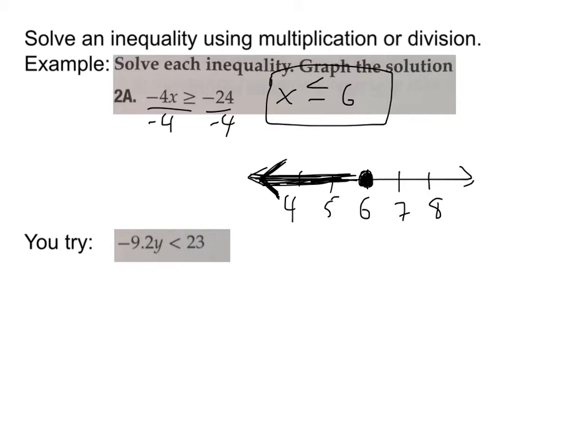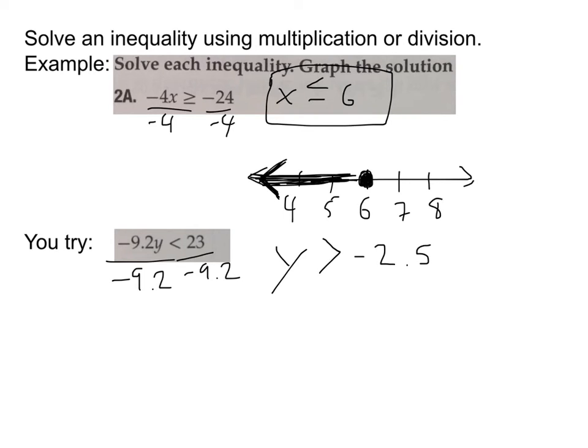Okay, now you try. Hit pause. Alright, hopefully you divided both sides by negative 9.2. Divide this by negative 9.2. Okay, we just divided by a negative, so we have to flip the sign, so now it would be y is greater than, and if you divide those two, you get negative 2.5.